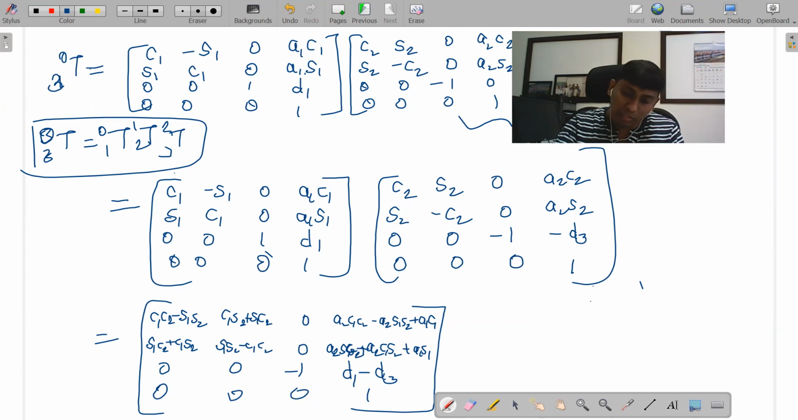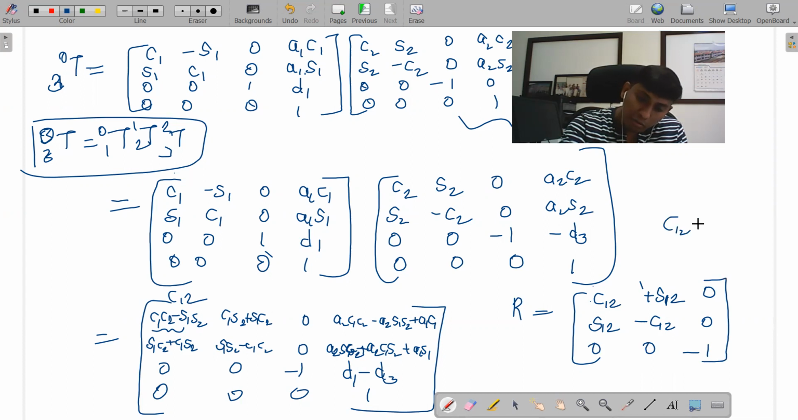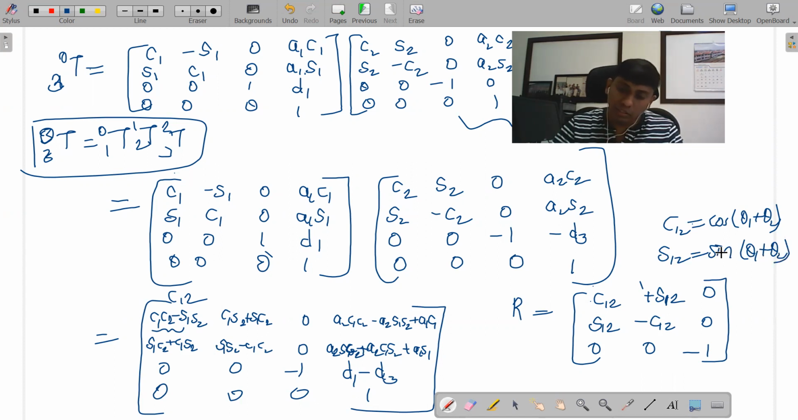Okay, so what you can see is the rotation matrix. Taking a minus common, you get C12, S12, 0; S12, minus C12, 0; 0, 0, minus 1. Here C12 is cos of theta 1 plus theta 2, C1 is cos theta 1, and S12 is sine of theta 1 plus theta 2. So this is the rotation matrix.